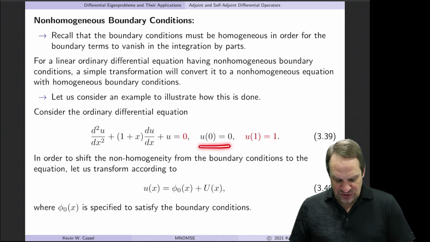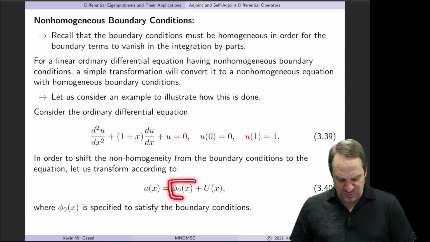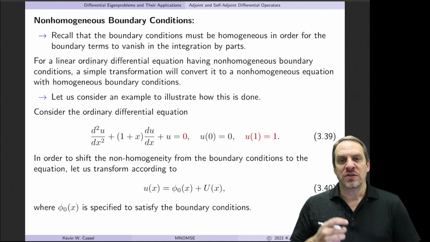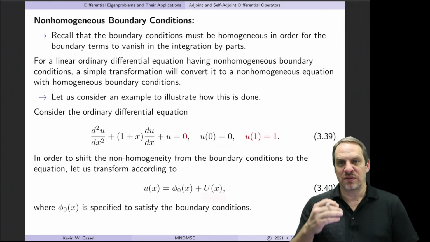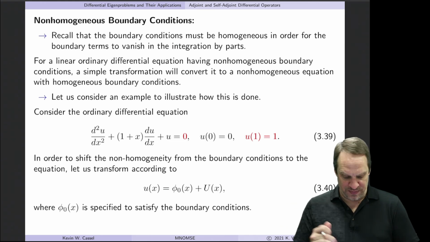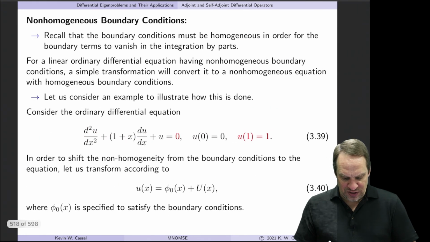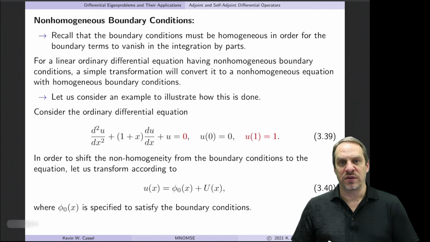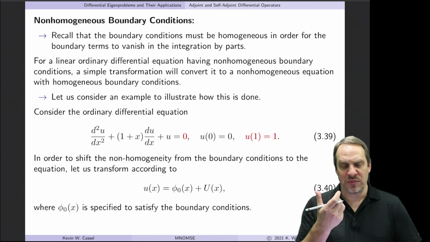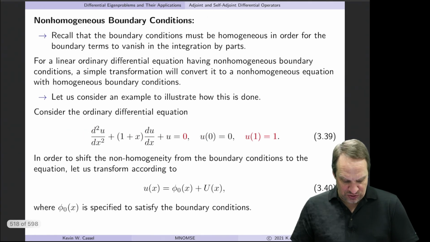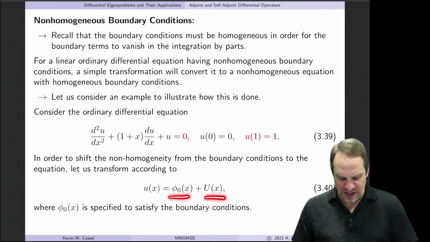So we look at our boundary conditions and we ask ourselves, what's the simplest function, phi 0 of x, that would satisfy these boundary conditions such that the capital U of x can be homogeneous on both ends of the domain? Well, the simplest in this case would simply be phi 0 of x equals x. That would be a straight line between 0 and 1 at x equals 1. It's the simplest function that satisfies the boundary conditions and renders them homogeneous in the new variable. So if I set phi 0 equal to x and do the transformation, so u is equal to x plus capital U of x.